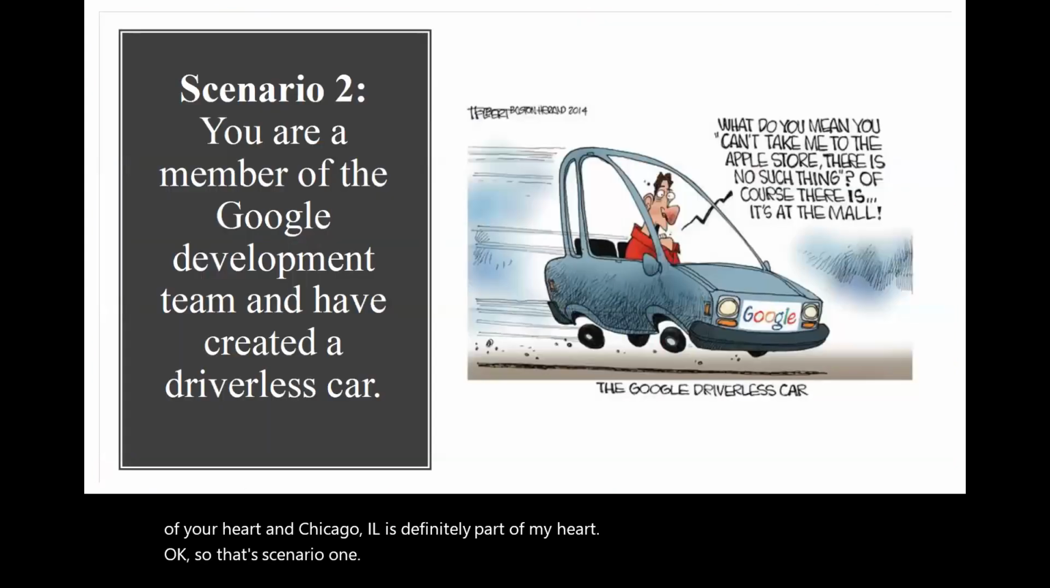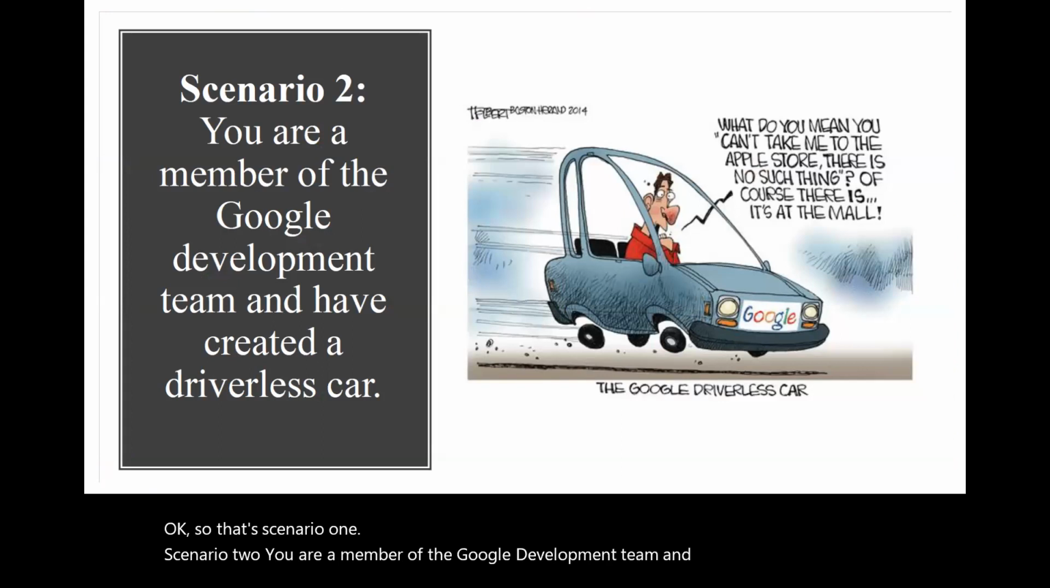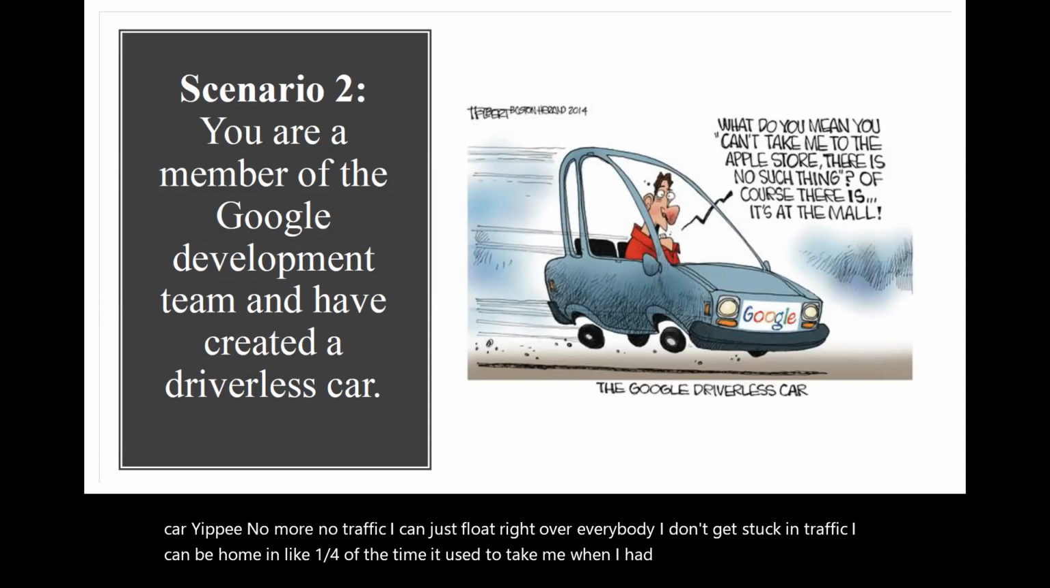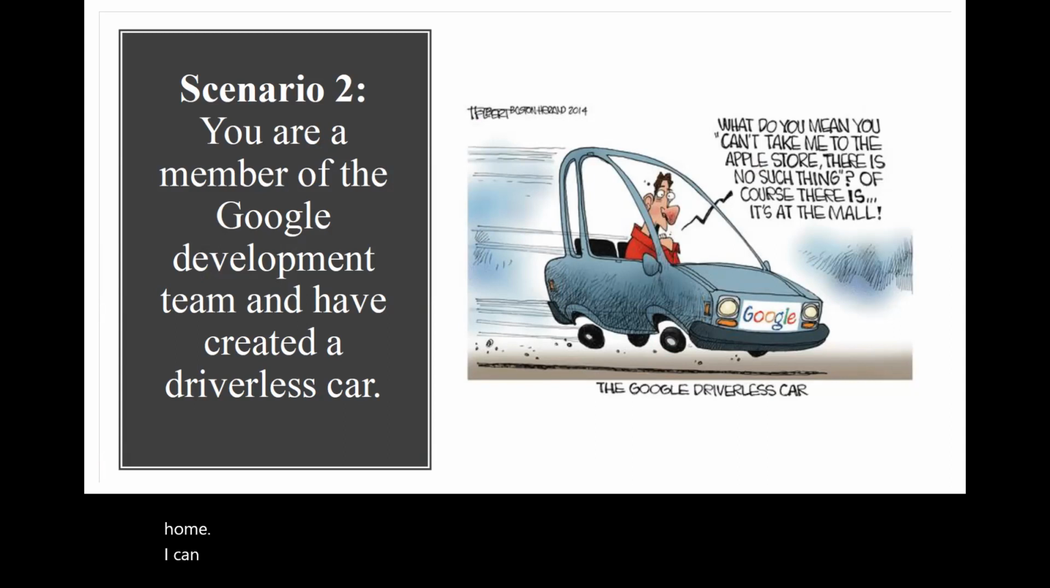Scenario 2, you are a member of the Google development team and have created a driverless car. Yippee, no more traffic. I can just float right over everybody. I don't get stuck in traffic. I can be home in like a quarter of the time it used to take me when I had to drive the expressway to get home. I can fly and enjoy myself. So that's the second one.